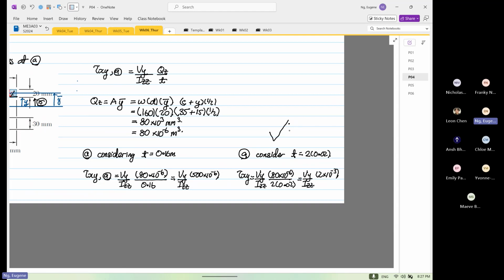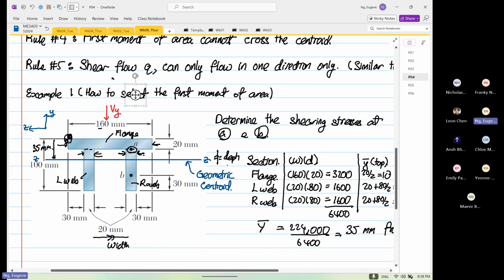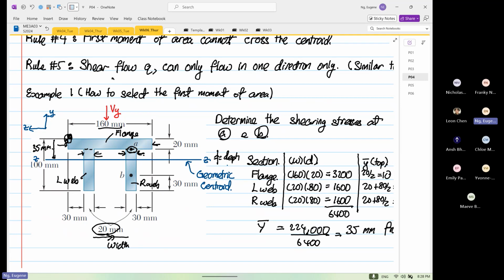Why? Because it has a higher what? Stress value. And it has a higher stress value because it has a what? It has a smaller thickness, right? Because if you look at point A, it's at the intersection between 160 and twice of what? Twice of the 20 millimeters thickness. So you calculate based on the smaller thickness, which gives you a higher value. Okay. Now point A is the easy part.